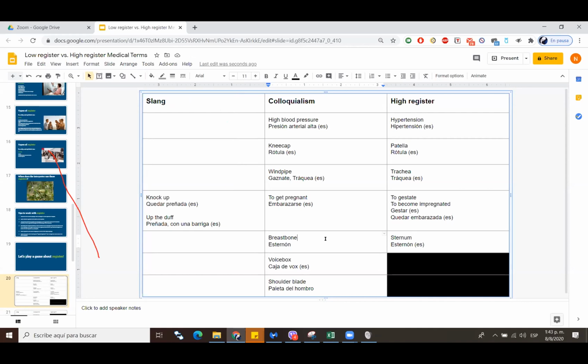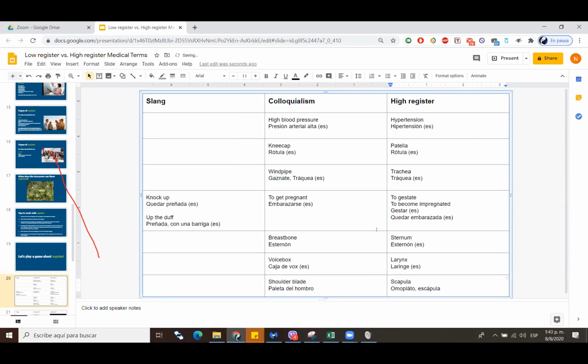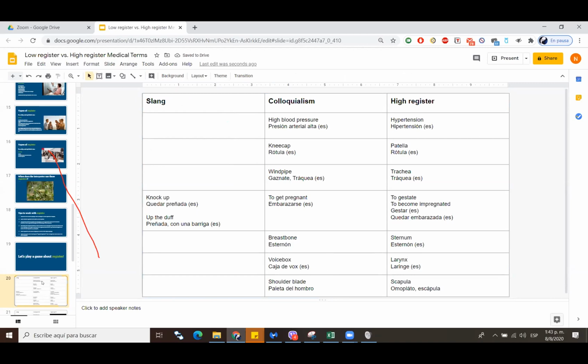So voice box. What will be in a high register? Larynx. Okay, let's see. Yes. Okay. Shoulder blade. I know this. Oh my God. Come on. Yay, Nancy. Yeah. Scapula. Yes, that's right.